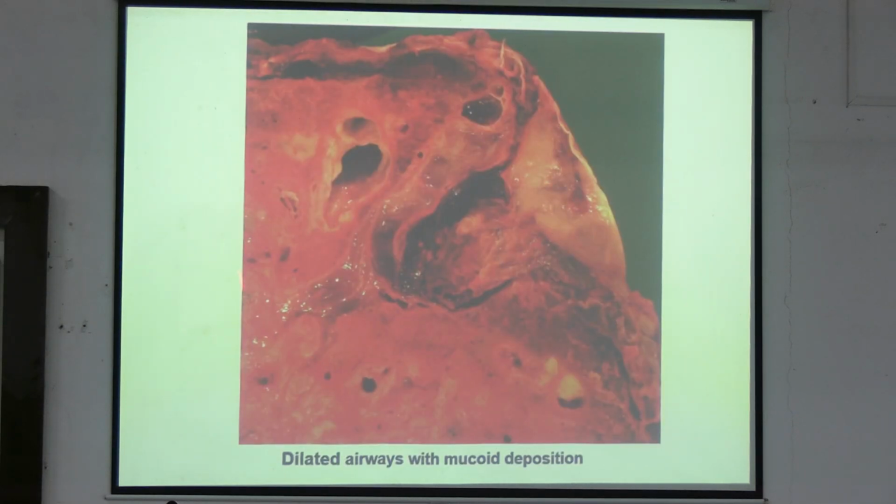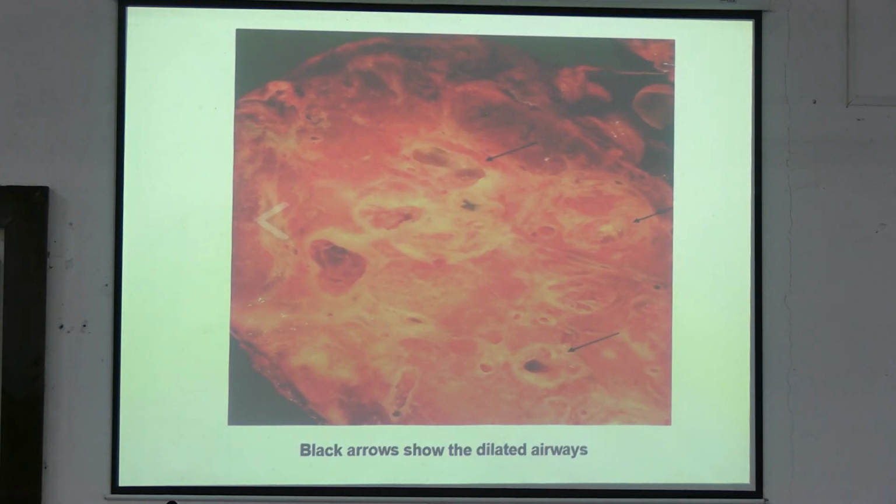This is another image of dilated airways where there is mucoid deposition. Here we can see dilated airways. These arrows represent dilated airways.